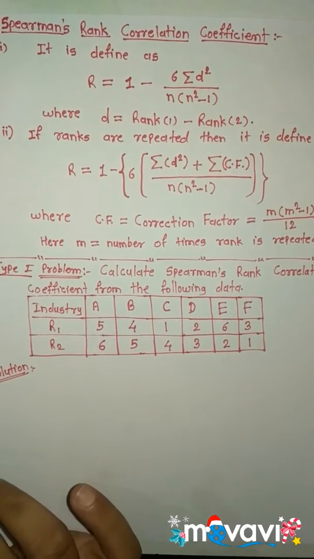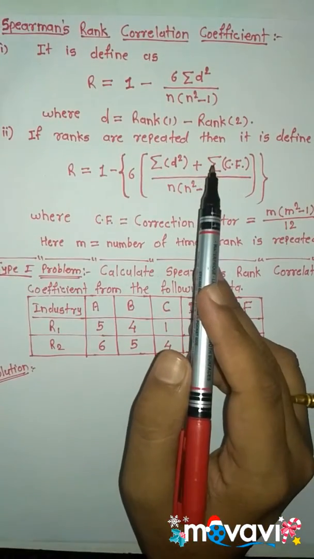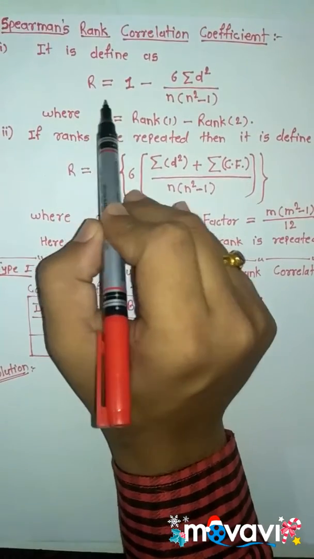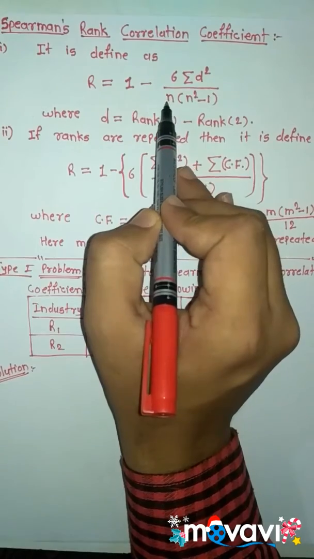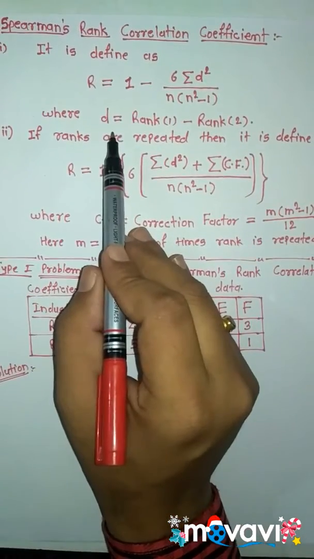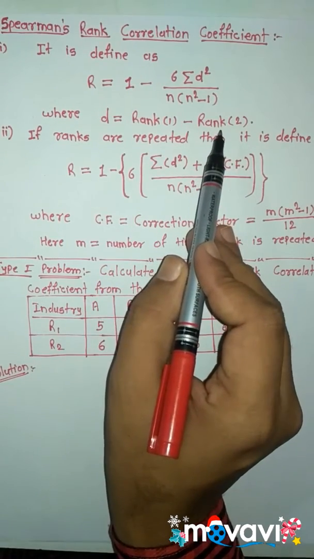Hello friends, today we discuss the topic Spearman's rank coefficient of correlation. It is defined as capital R is equal to 1 minus 6 summation d square upon n into n square minus 1, where d is equal to rank of first variable minus rank of second variable.